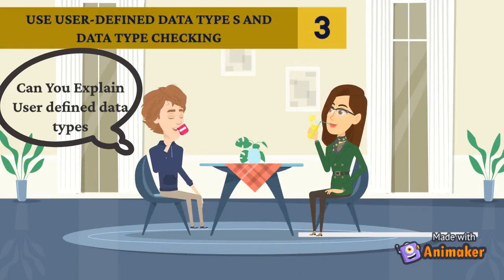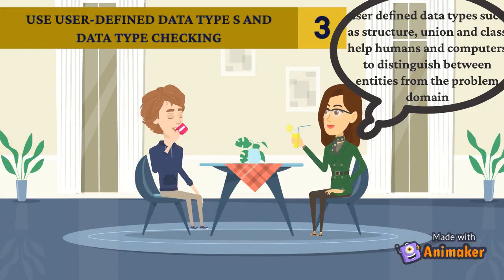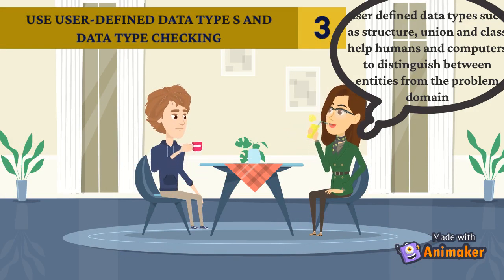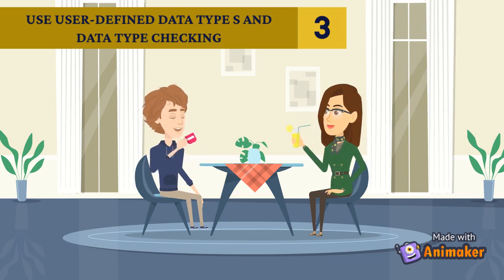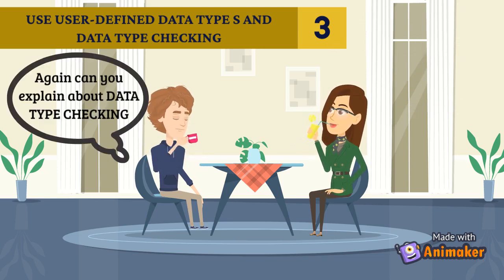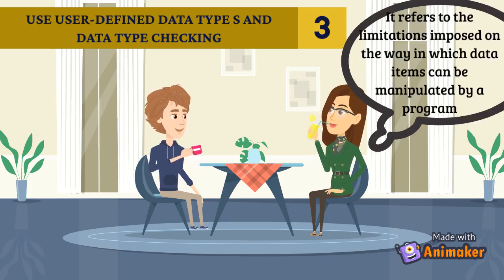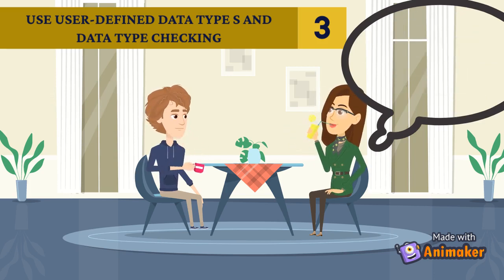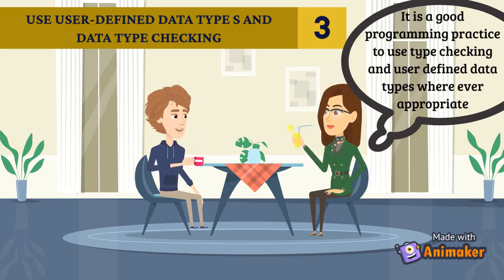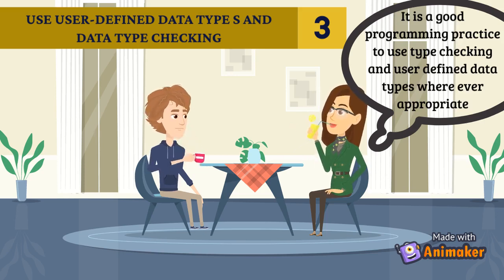Can you explain user-defined data types? User-defined data types such as structure, union and class help humans and computers to distinguish between entities from the problem domain. It greatly improves the clarity and readability of a source program. Again, can you explain about data type checking? It refers to the limitations imposed on the way in which data items can be manipulated by a program. It is a good programming practice to use type checking and user-defined data types wherever appropriate.